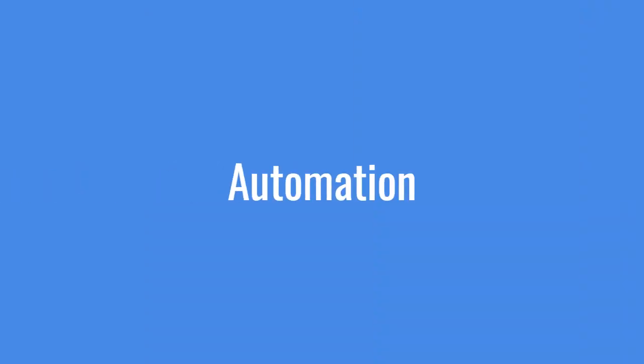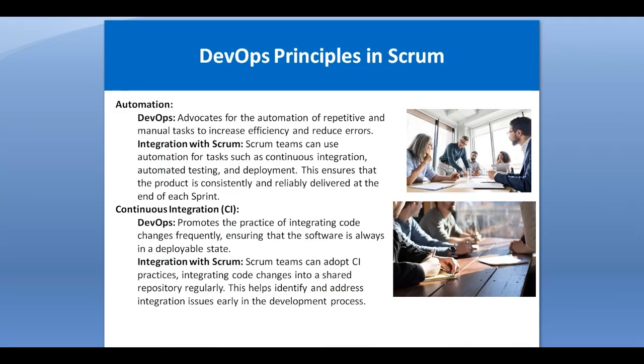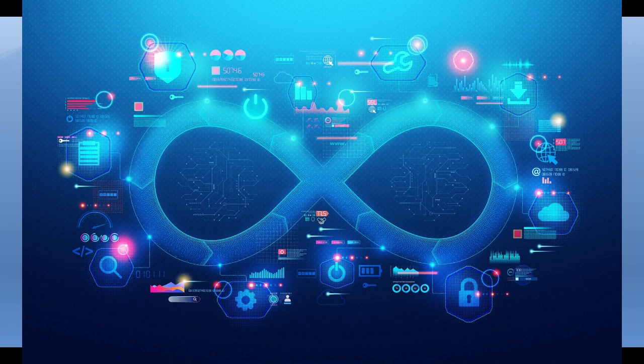Then automation means that repetitive and manual tasks should be automated. For example, the deployment of releases and other daily tasks. So the tasks which can be automated, it's better to automate them rather than do manual repetitive tasks. Scrum teams can use automation for tasks such as continuous integration, automated testing and deployment. This ensures that the product is consistently and reliably delivered at the end of each sprint.